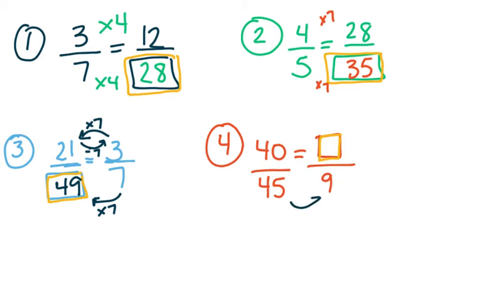And lastly, here we divided by 5. So I must divide the top number by 5. 40 divided by 5 is 8. 40/45 is the same or equivalent as 8/9.